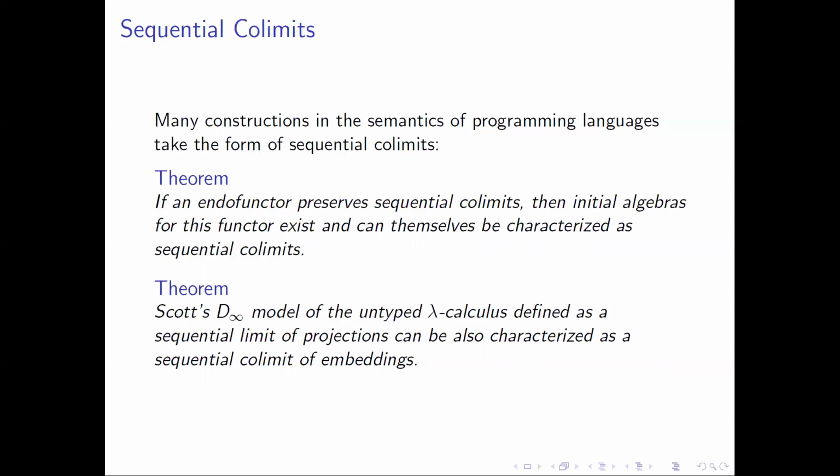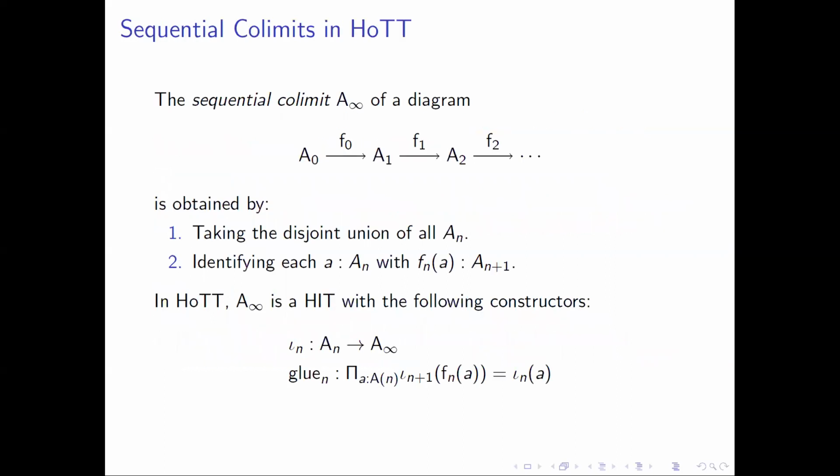Sequential colimits also occur all over domain theory. For example, Scott's D-infinity model of the untyped lambda calculus can be defined both as a limit of projections and as a colimit of embeddings, as a sequential colimit of embeddings. So we can reason about D-infinity by using two different universal principles, which is very convenient. So this was something about sequential colimits in mathematics, and now how about sequential colimits in homotopy type theory?